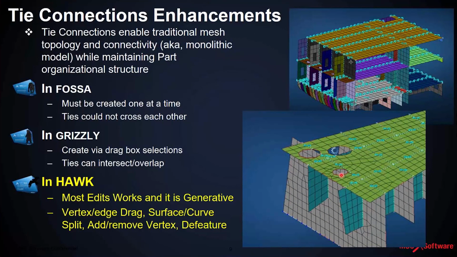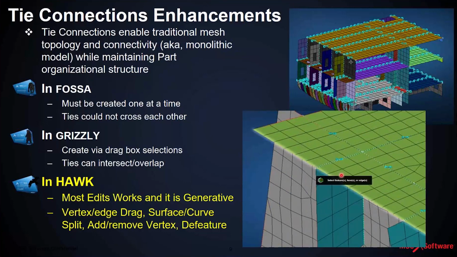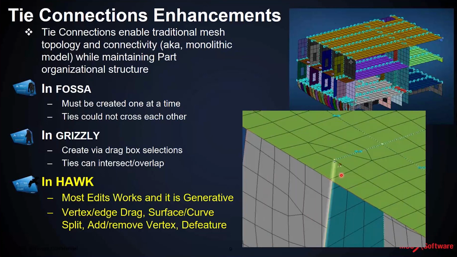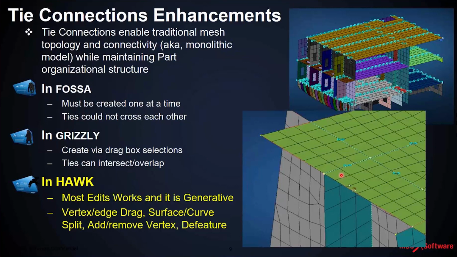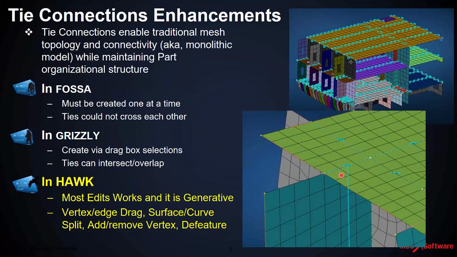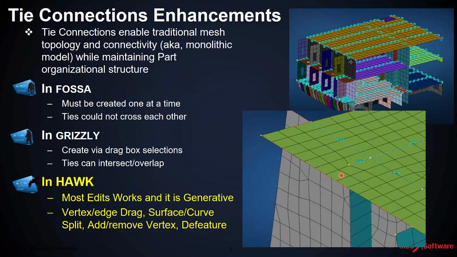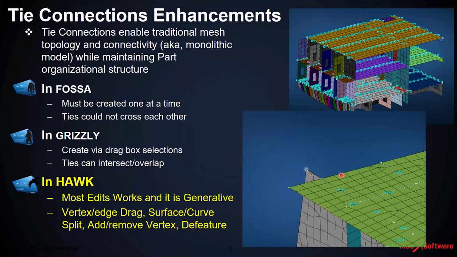What are the tie connection enhancements? Tie connection is unique to Apex, probably unique to the industry. This is a technology we introduced to connect the parts together so that you can create what is called a monolithic model, yet maintain the part and assembly organization structure. By doing so, the assembly structure in a CAE model exactly mimics the way it is done in the CAD world, so that you can do design changes and part swaps easily, unlike in other systems today, where when you merge the parts, it becomes monolithic.